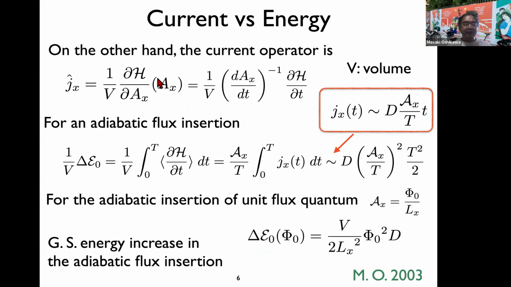And we can also notice the following: what is the current? The current operator is defined by the derivative of the Hamiltonian by the vector potential. This is a standard definition. But if you just take a derivative, then it contains a current operator everywhere. So in order to obtain a meaningful quantity, you want to normalize this with 1 over volume. Then this gives you current density. But in our setting, the vector potential is increased proportionally to time. So this current operator can be related to the time derivative of the Hamiltonian. Of course, this is specific to our setting, but we can do this.